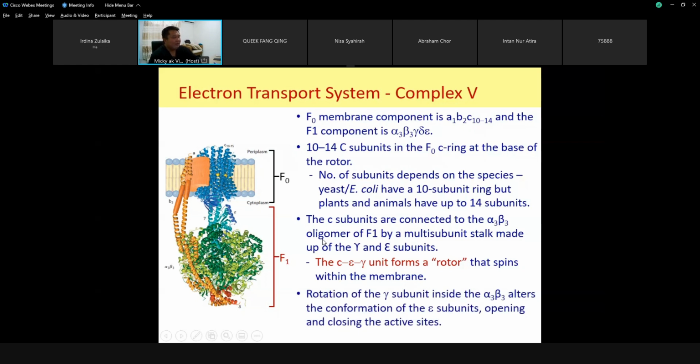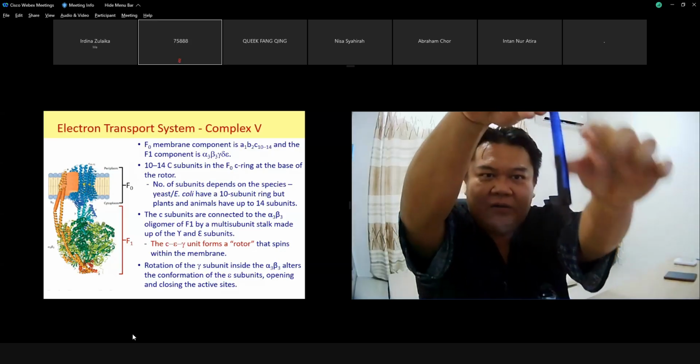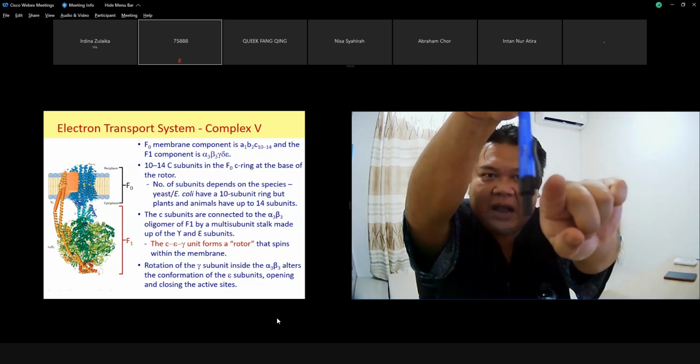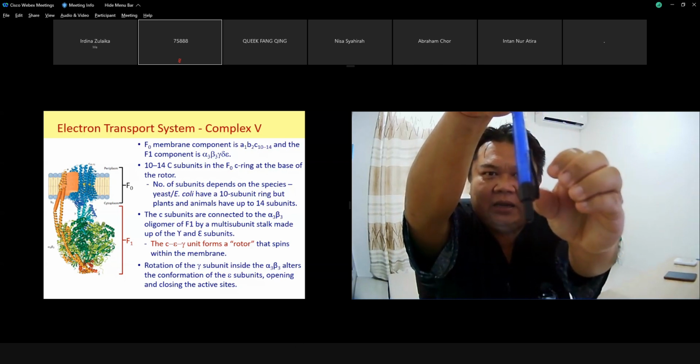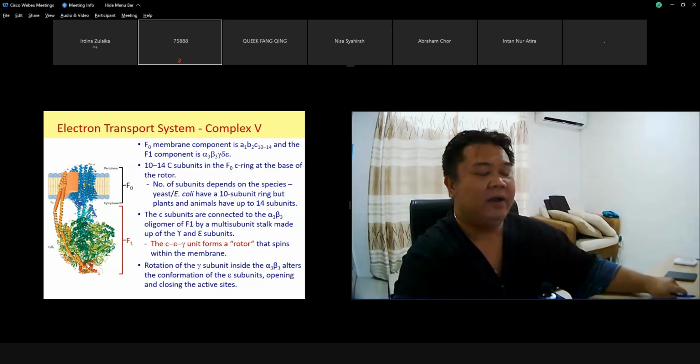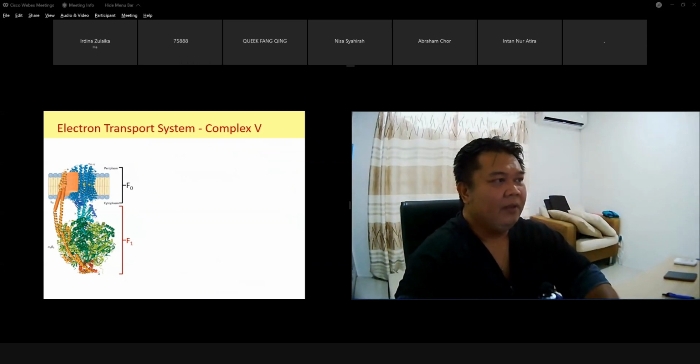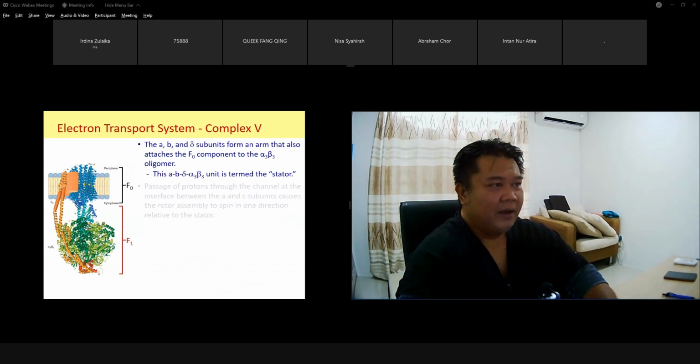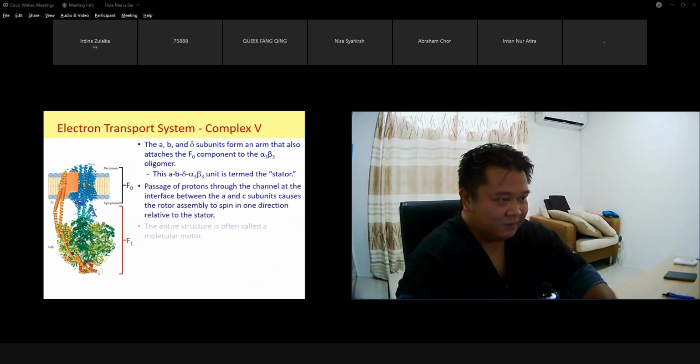The rotation of the gamma unit. Okay, gamma is inside the A3 and B3. The green one is the A3, B3. As this turns, there is a slight extension on the gamma. So every time it turns, it disturbs, it separates the subunits, the alpha and the beta. Alright, this is all clear, I think, guys.